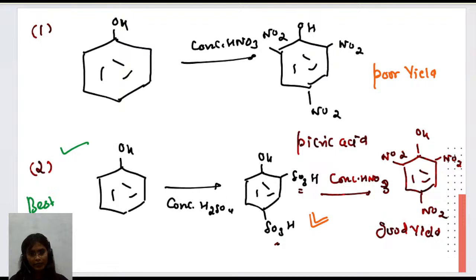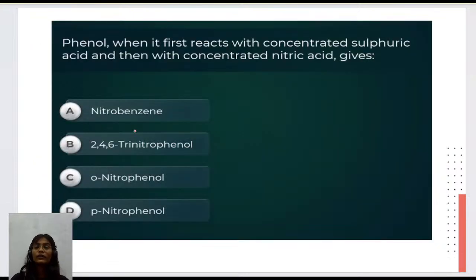Now let's solve the question. After this, the statement part will be clear for you. Read this: phenol, when it reacts first with concentrated sulfuric acid and then with concentrated HNO3, what do we get? The question wants to highlight this statement to you: sulfuric acid and then HNO3. So yes, answer the question please. Easy, right? B. Very good, everyone. That's all for this question.